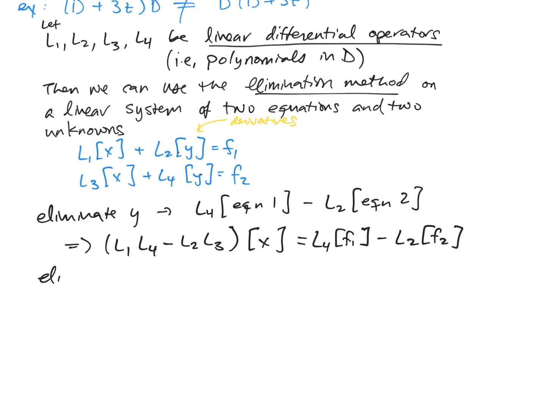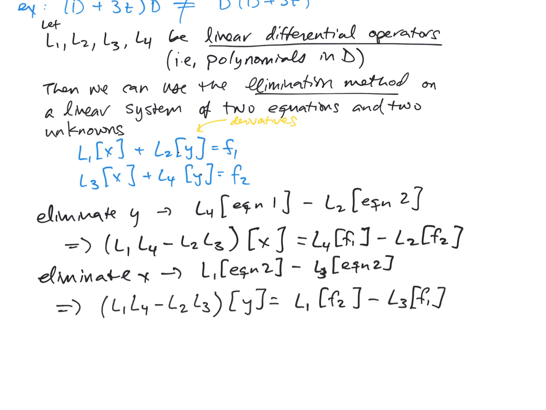And similarly, we can eliminate x, and it gives us this quantity here. So just like we saw in our examples, we're left with an equation in just x and just y, and we can solve because these are linear equations with constant coefficients. So even if they have higher order than 2, we learned in the last chapter all the theory for being able to solve these with constant coefficients.